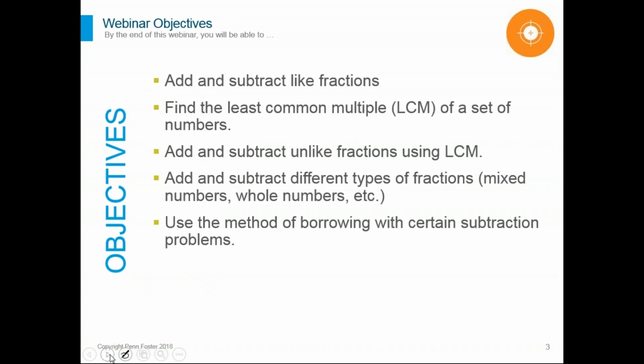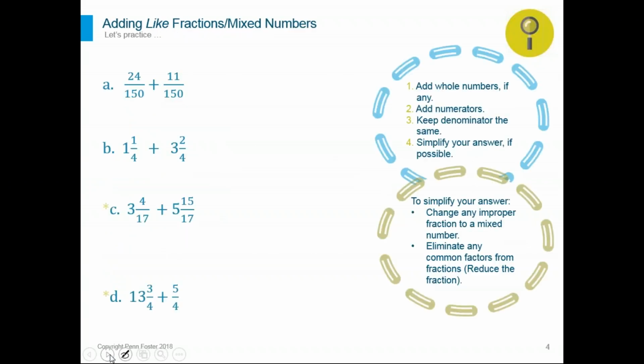Today we're going to go over some objectives that this section of the unit covers: adding different kinds of fractions. We're going to go over like fractions, unlike fractions, like mixed numbers, unlike mixed numbers, and how to find a common multiple or a common denominator. Hopefully by the end of this webinar, you have enough practice and knowledge about this section of the unit that when you go back to the unit and read it, it makes more sense to you.